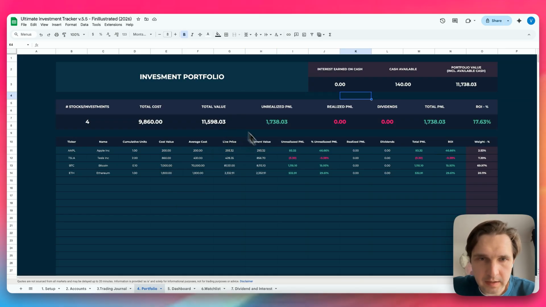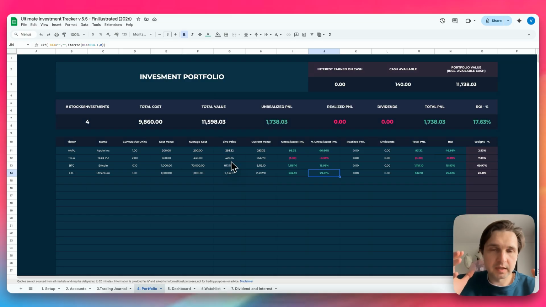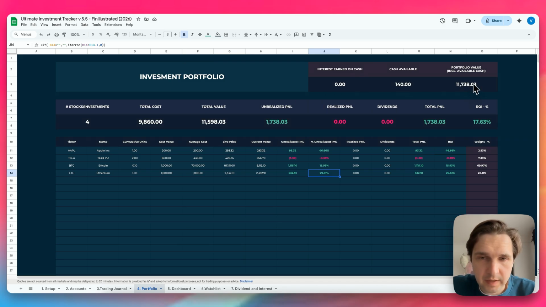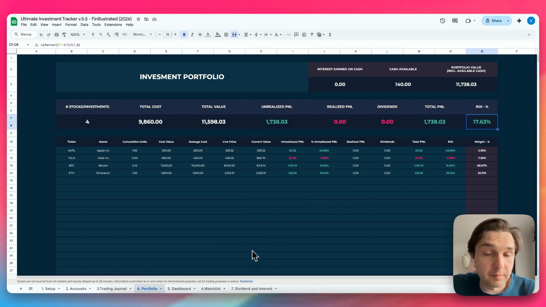So it means that on the basis of that, so far we're losing on Tesla, but we are actually doing quite well on our Apple, on the Bitcoin and Ethereum. And the beauty of this, everything is consolidated in one portfolio dashboard. Plus, you have cash available, how much your portfolio is valued right now, which once again is quite important. How much it costs you in total, how much you value, and this is your total return on investment.